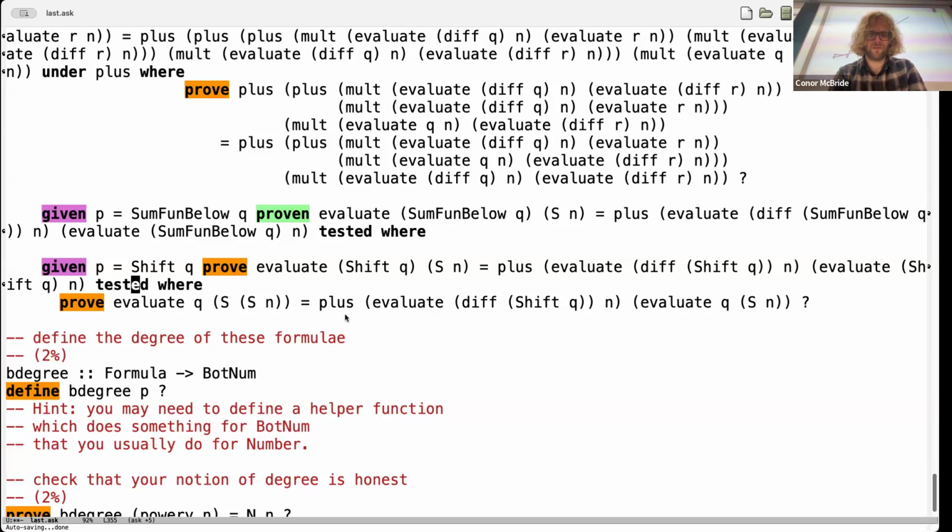Some people gave us shift Q as the difference of sum from below Q. Good guess, nearly right. But it's Q itself. And if you look at the definition of sum from below, why don't we do that?